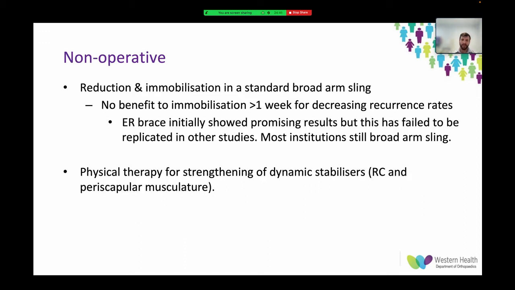For a lot of patients, our management is going to be non-operative, and there was some contention as to how we should be bracing these patients. Initially, particularly out of Japan, an ER brace showed promising results, the idea being that holding the humerus in ER better reduces the anterior labrum and allows it to heal in a better spot. However, this hasn't been replicated in other studies, and most institutions will continue to just use a broad arm sling for comfort, and we know there's no benefit to immobilizing for more than 1 week. Physical therapy for strengthening dynamic stabilizers is key, and that involves rotator cuff and periscapular musculature.